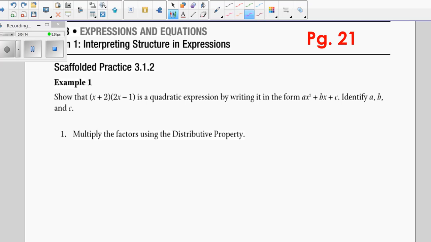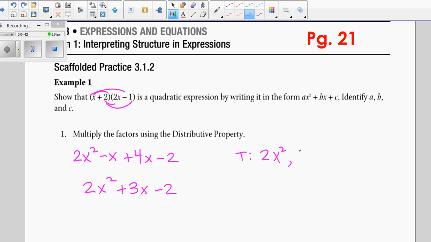All right, assuming that you guys already did this, when you multiplied here, you should have gotten 2x squared minus x, or minus 1x. And when you multiplied here, you would have gotten 4x minus 2. When you simplify, you should have gotten 2x squared plus 3x minus 2. If we want to talk about what your terms are, you have three terms. They are 2x squared, 3x, and negative 2. So you guys should write that down.